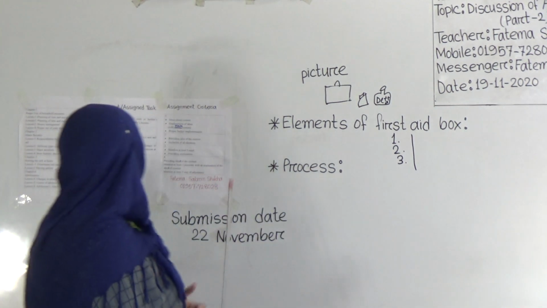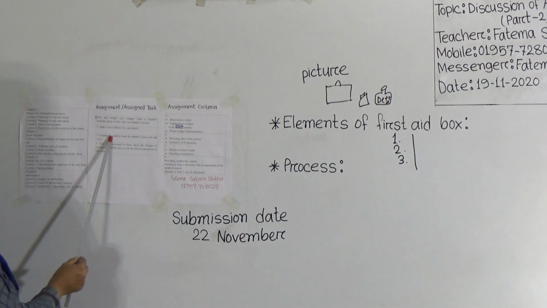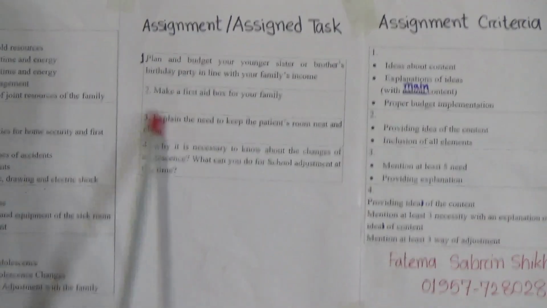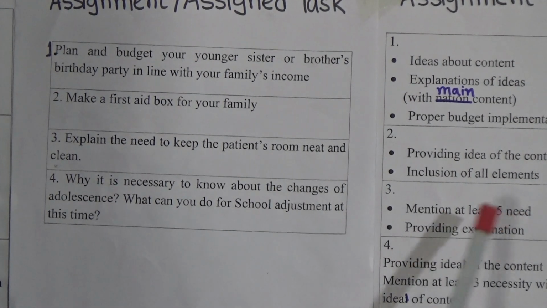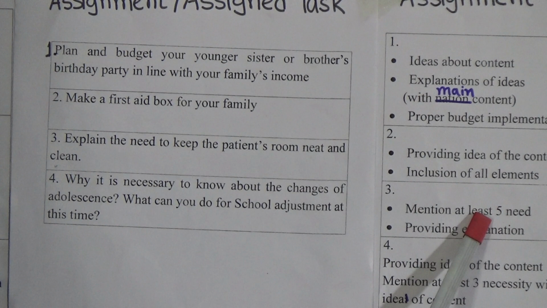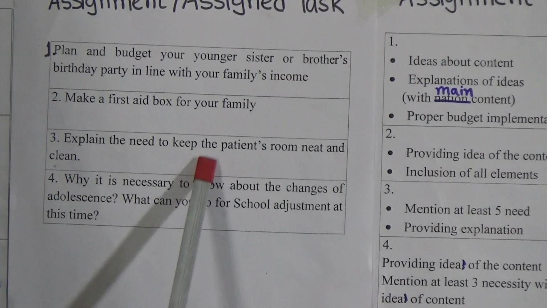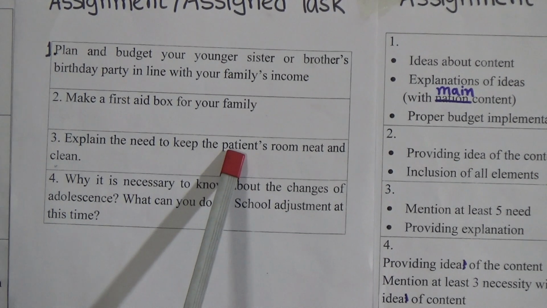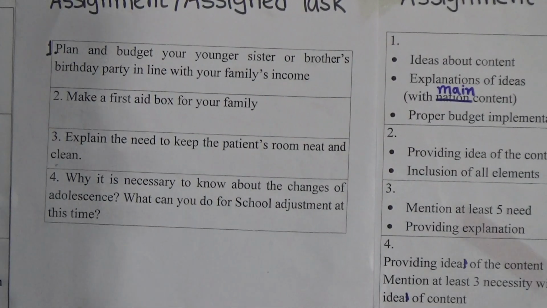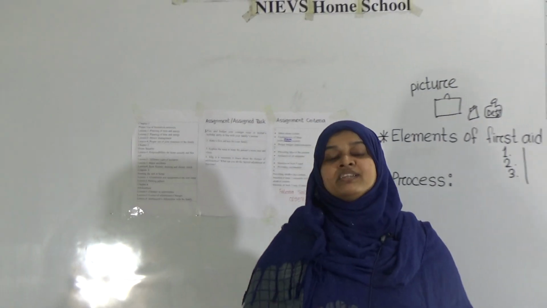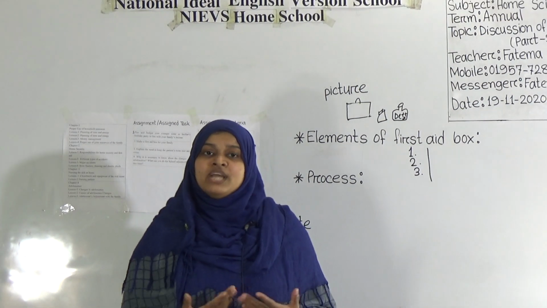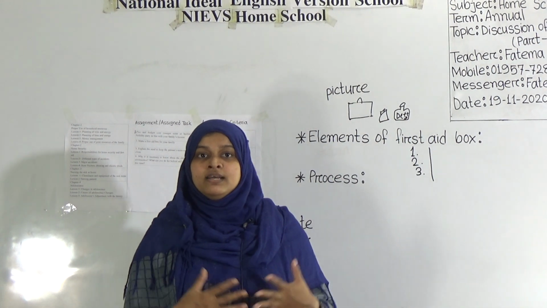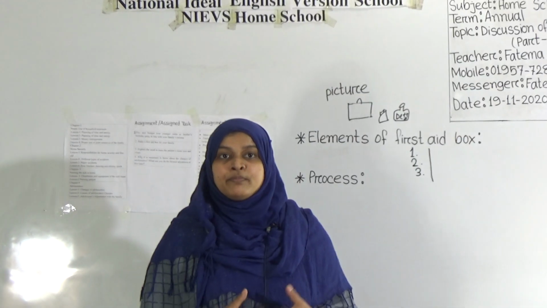And now we are going to discuss question number 3. Explain the need to keep the patient's room neat and clean. For this, the criteria is to mention at least 5 needs and provide explanation. So with explanation, you have to mention at least 5 needs. So why do we have to keep the patient's room neat and clean? Students, we have to arrange a healthy and comfortable environment for a sick person. So why do we have to keep the space neat and clean for a sick person?